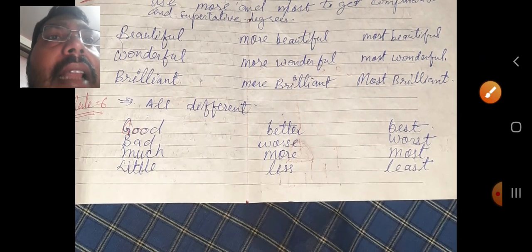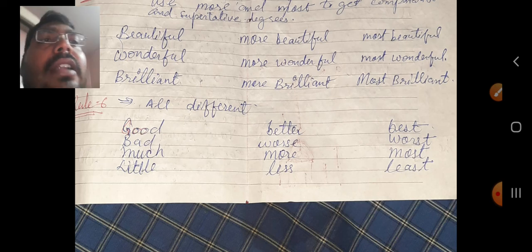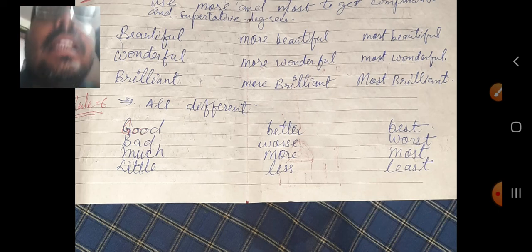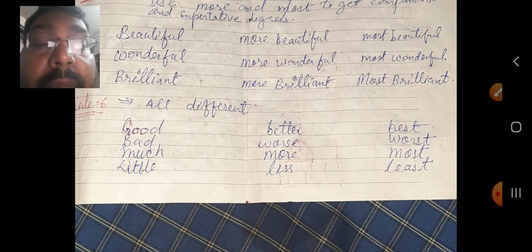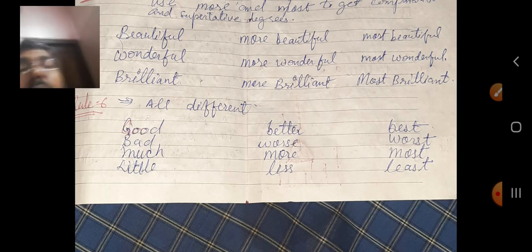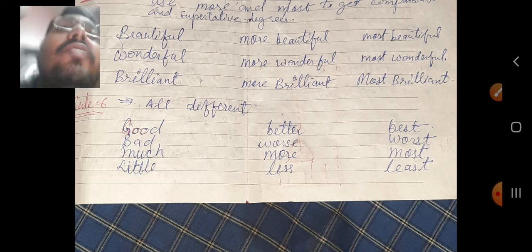And there is the last rule. The last rule says that certain words have all three degrees different: positive different, comparative different and superlative different. Means you cannot derive them by adding anything. You need to learn them.